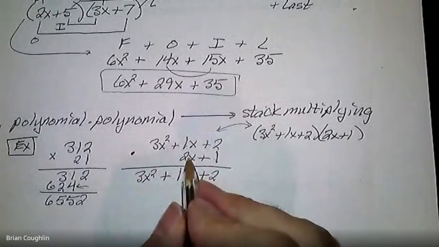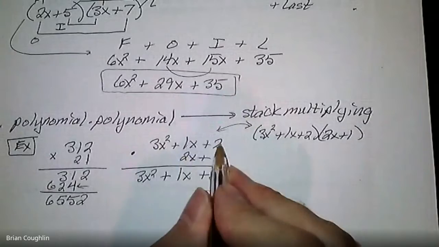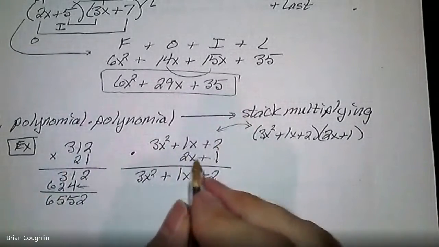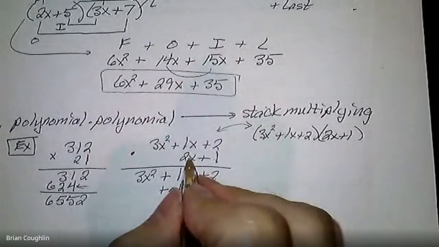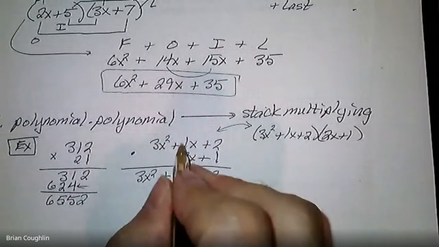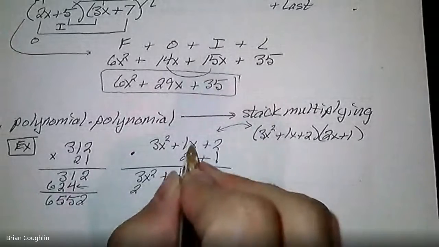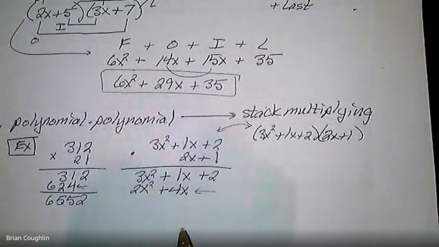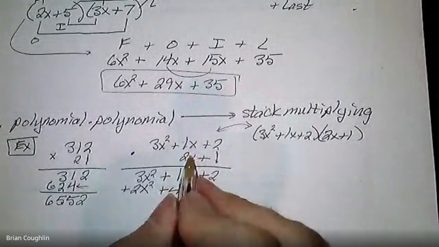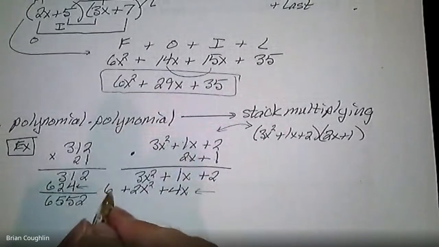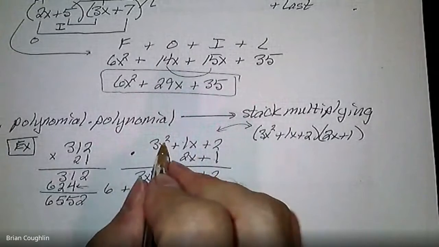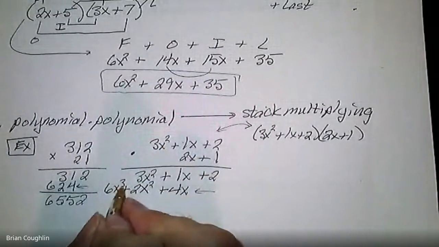That's fine. Start here. 2x times 2, just like I did the 2 times 2. 2x times 2 is 4x. Plus, then 2x times 1x, do the numbers. 2 times 1 is 2. X times x is x squared. Does that make sense? Plus, now 2x times 3x squared, do the numbers first. 2 times 3 is 6. And x times x squared is x to the third.